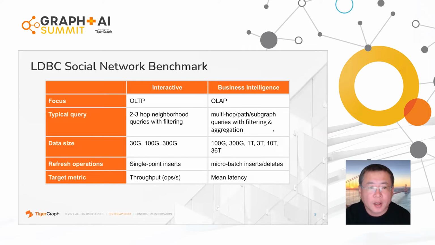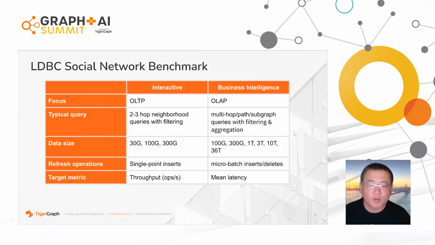I'm going to talk about one benchmark in this organization, and this benchmark's name is the LDBC Social Network Benchmark. I sometimes call it the SNB benchmark. This benchmark has two workloads. The first workload is the interactive workload, which targets short queries, and you can think of it as an OLTP workload in the RDBMS, relational database management system, context. The second workload is business intelligence. You can think of it as the OLAP workload corresponding to RDBMS.